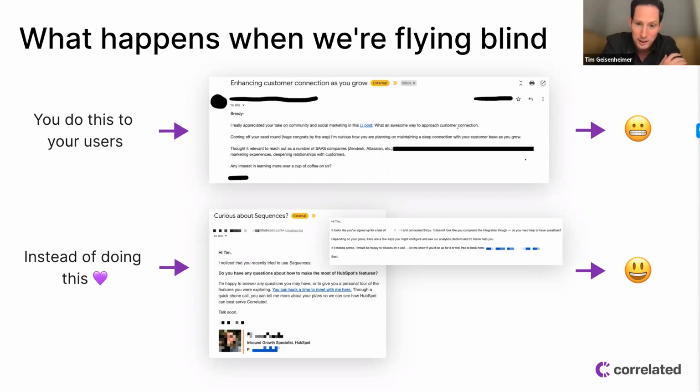Ryan, I want to pass it to you. I think your slides are coming up for ones that you actually deploy, but just really quickly before we dive into Ryan's, if there are any questions on this, let me know.